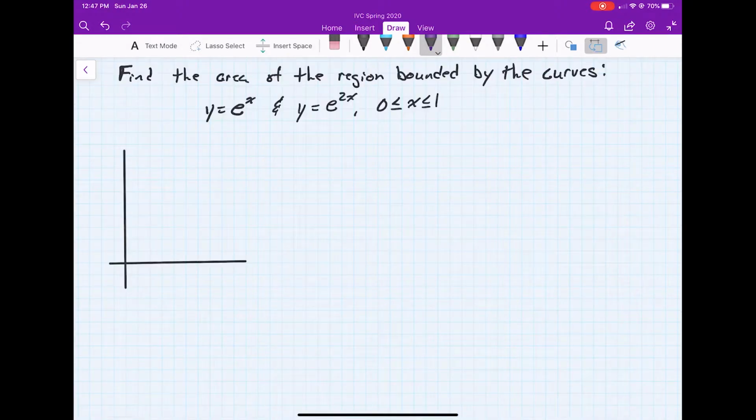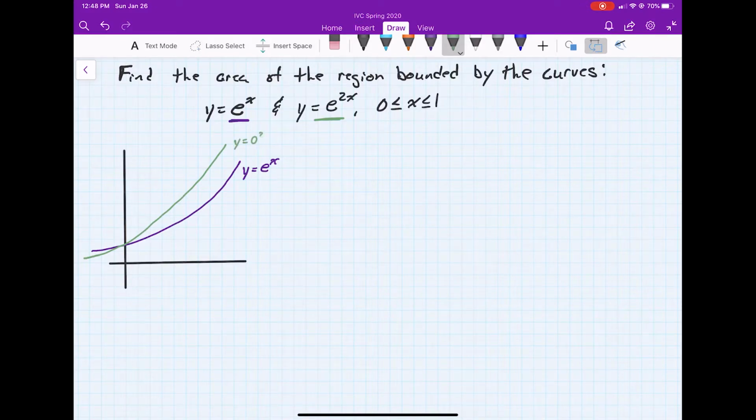Alright, let's jump right into Section 6.1, Areas Between Curves. Our first question is, find the area of the region bounded by the curves y equals e to the x and y equals e to the 2x between 0 and 1. So e to the x passes through y equals 1, so we'll write that here. And e to the 2x also passes through y equals 1, except it's just a steeper curve. So I'll do that in green here, and do my best to get this somewhat close.